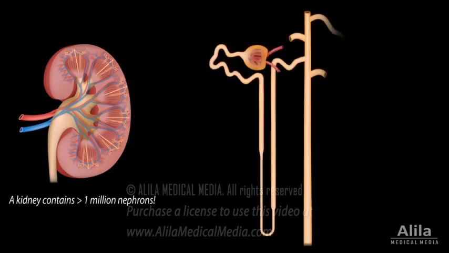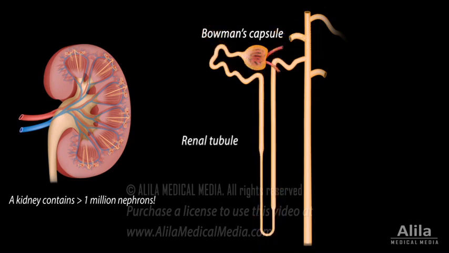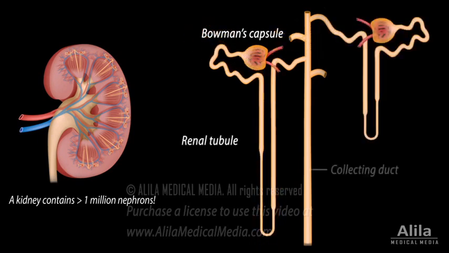Urine formation occurs in functional units of the kidneys called the nephrons. A nephron consists of two major parts: a glomerular capsule, or Bowman's capsule, and a long renal tubule. Renal tubules of several nephrons connect to a common collecting duct.